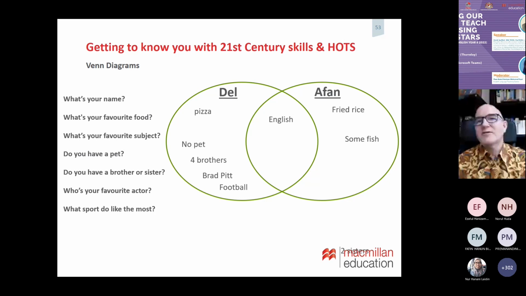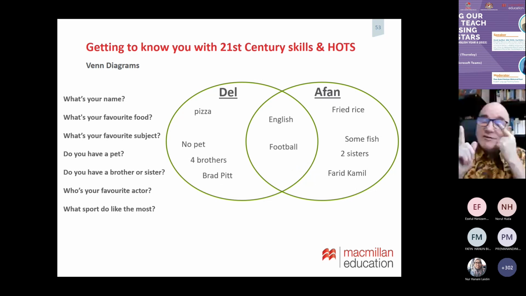Does he have a brother and sister? He has two sisters. Who's his favorite actor? He said Farid Kamil. I hope I've got that correct. Forgive me if I didn't. And I asked him the sport, and he said football. So football would go in there.